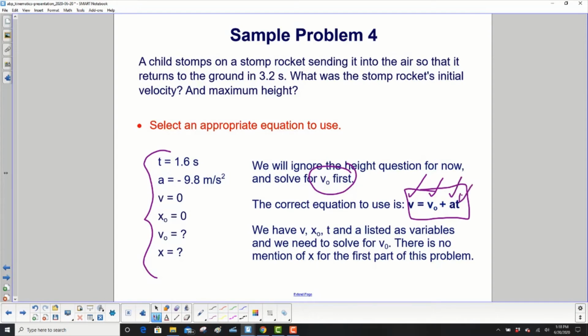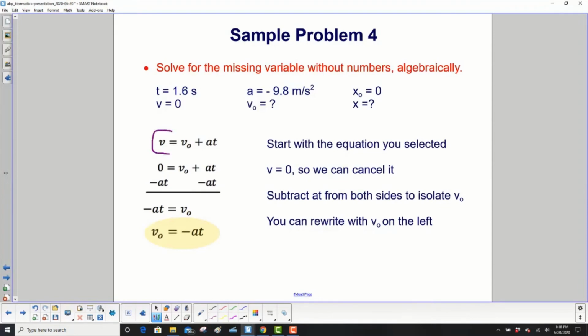Here we are with the first kinematics equation. We know that v is equal to 0, so we replace v with 0, and then we have v0 plus at on the right. We want v0 all by itself, so we add a negative at to both sides. We get negative at on the left, v0 all by itself on the right, and then we just switch them around, so v0 is minus at.